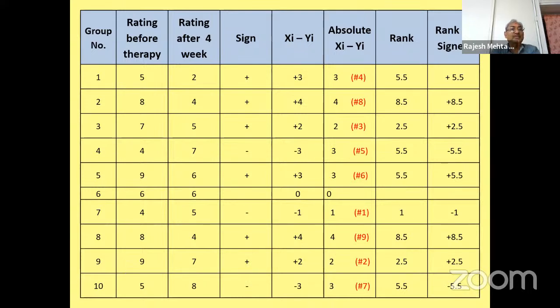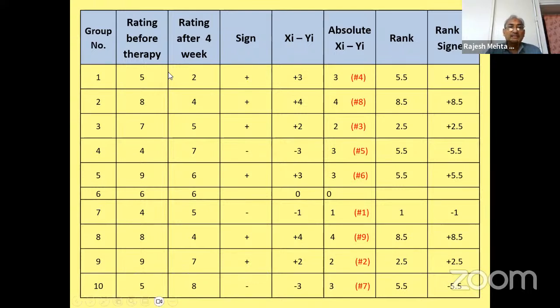So the first patient's rating before therapy was a pain level of 5 and after 4 weeks the pain level was 2. Similarly the second patient 8, 4, then 7, 5. But the fourth patient, you can see, initially the pain was 4 but it has increased to 7. Rest of the time improved. This patient again increased pain. This also increased. In 3 patients pain was increased. So they have 3 minus signs, right? And one remains the same. So not a minus, not a plus sign.